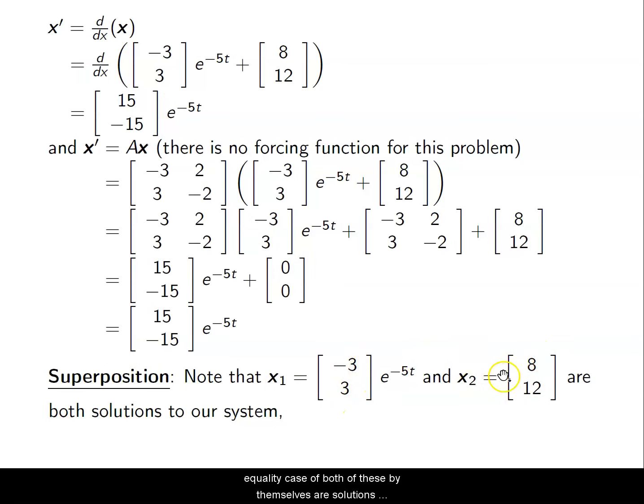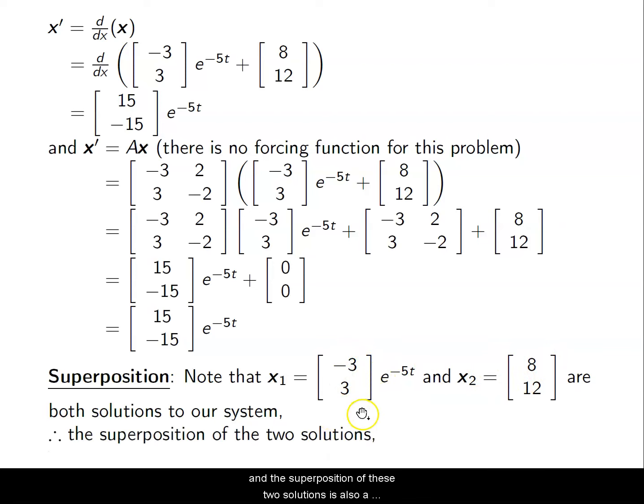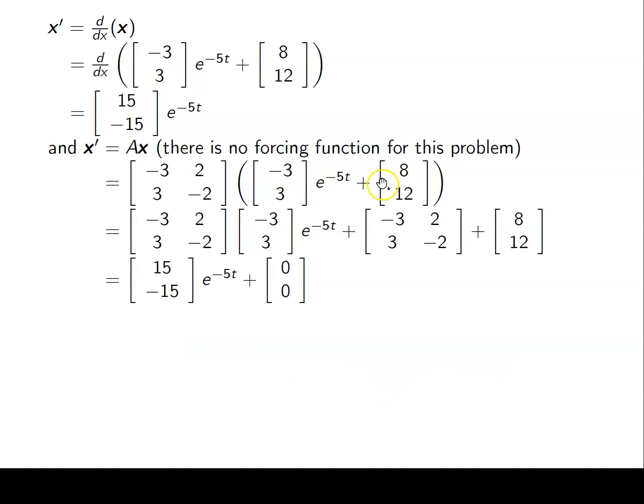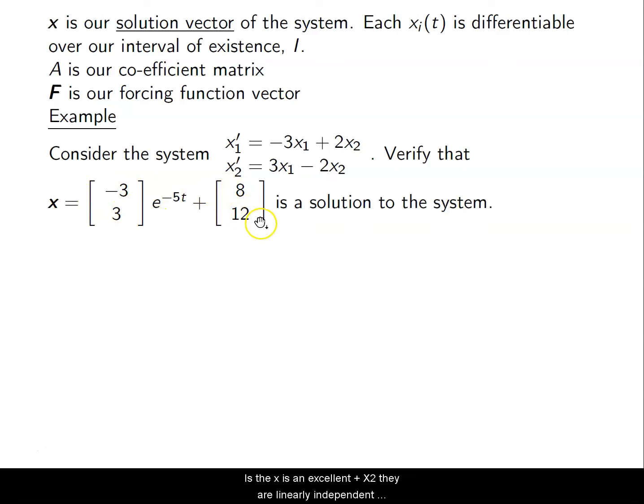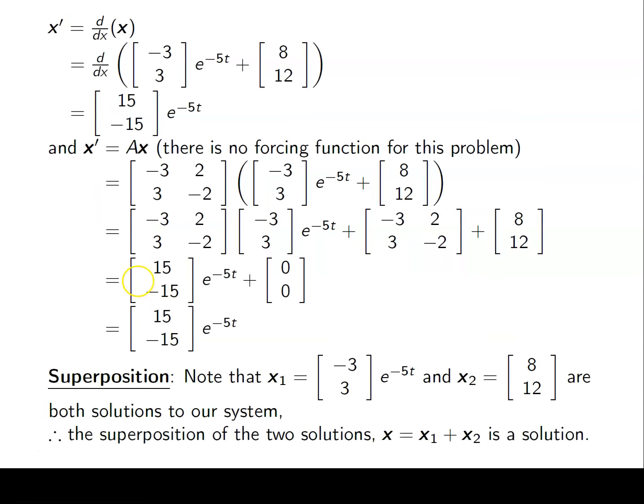Okay, so both of these by themselves are a solution, and the superposition of these two solutions is also a solution, right? So in both of these solutions, x1 plus x2 creates my solution vector of x. This vector x is an x1 plus x2. They are linearly independent from each other, which is why the superposition works. So x equals x1 plus x2 is a solution, and it's a solution because they are linearly independent.